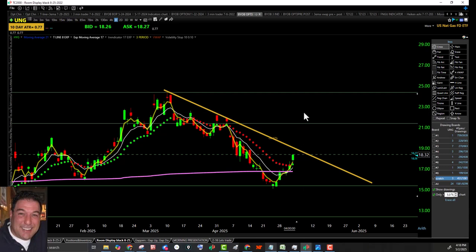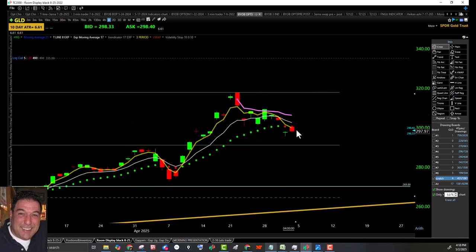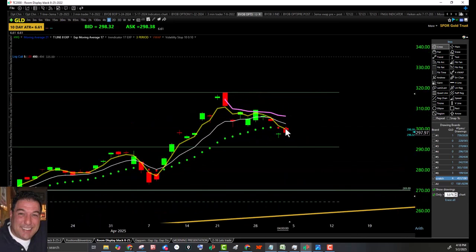Let's take a look at precious metals, GLD. For GLD, we've got a higher low and a higher high, but we closed underneath the bearish trap, underneath the 17 EMA, underneath the pink line. That's the all-time high anchored VWAP. That's the all-time high right there about 10 days ago.